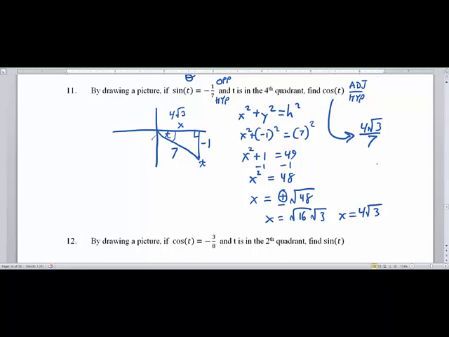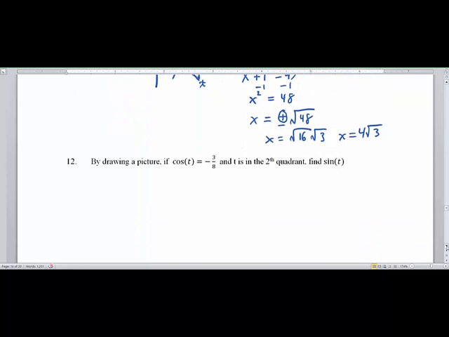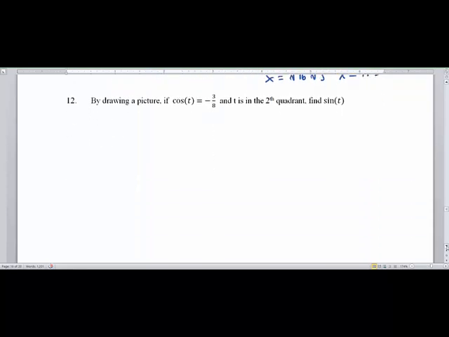The same thing's going to happen for problem 12, except that instead of being in the fourth quadrant, we're going to be in the second quadrant. And the cosine is going to be negative 3/8. So what I'd like you to do is try drawing the picture first and see if you get it right. You know, pause the video right here, try drawing the picture correctly in the second quadrant, and then unpause the video and see if you did it right, or at least think of how you would do it.